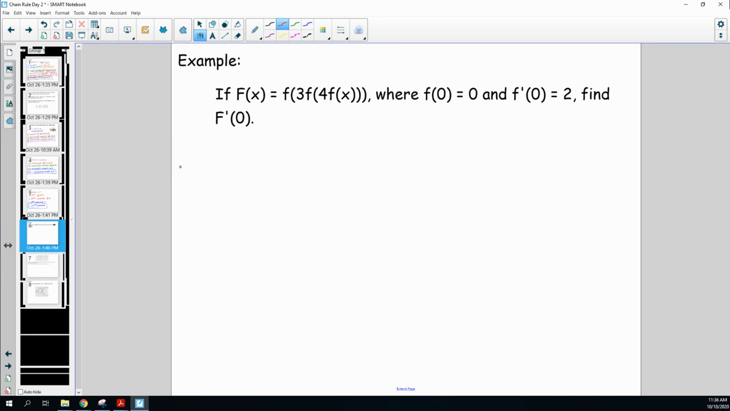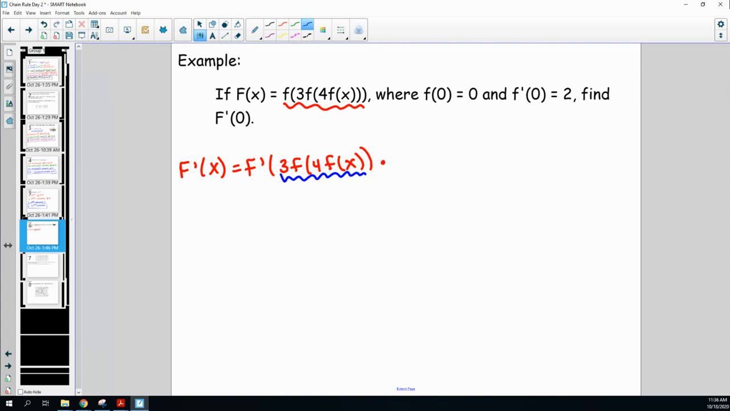So I'm going to do it without the 0 first. I'm just going to do F prime of x. If this is my function, the outer function is f. So I'm going to do f prime, the derivative of f, at the inner function, so at 3 f of 4 f of x. And then I'm multiplying that by the derivative of the inside. Now the derivative of the inside: the outer function is the 3f, so 3f is the outer function.